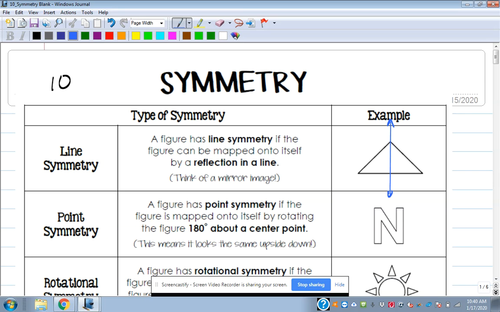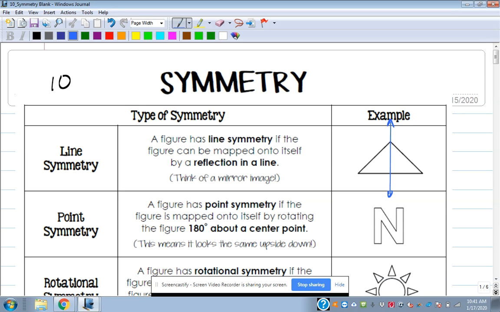All right. The second type is what's called point symmetry, and it's a rotation of the figure 180 degrees about a center point. Nice little block N letter there. In the parentheses underneath that, it means it looks the same upside down. So if you take your picture, I can't really do this with my TV, but if you take your paper and turn it upside down, does the N look exactly the same? Yes.